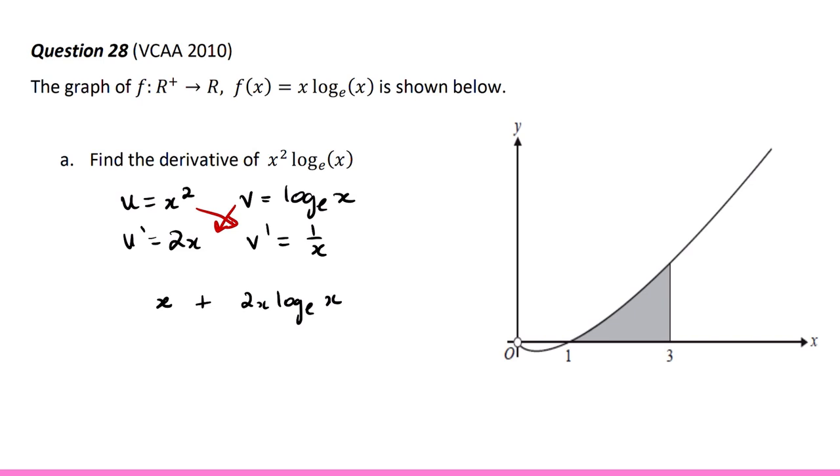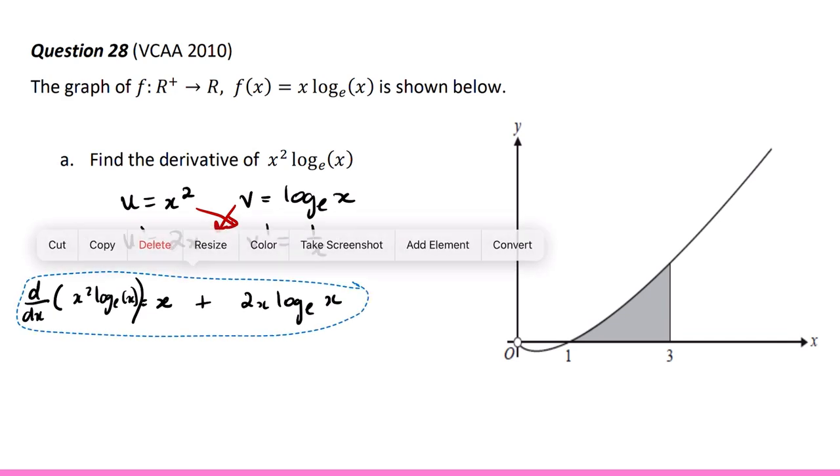So what have we just discovered? It's that the derivative of x squared log e x is equal to x plus 2x log e x. Now we can imagine that in the next part we're going to have to use that. So I'll copy it across.